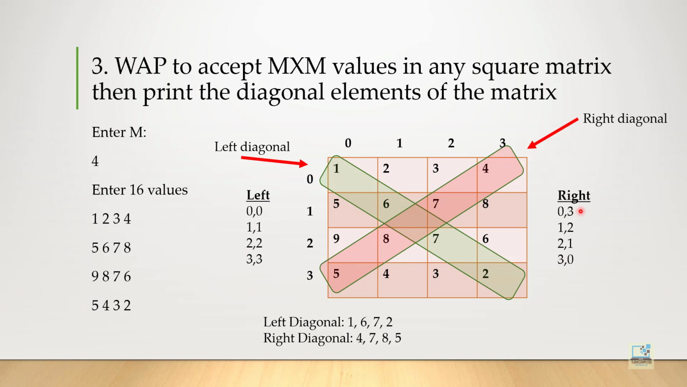Now coming to the right diagonal, the values to be printed are 4, 7, 8, 5. Now what about 4? The position is 0, 3. What about 7? The position is 1, 2. What about 8? The position is 2, 1. And 5, the position is 3, 0. So you can see row index is first 0, then 1, then 2, then 3. And column index is first 3, then 2, then 1, then 0. That means the row index is increasing and the column index is decreasing. That is the logic of the right diagonal. Okay, let's see the program.